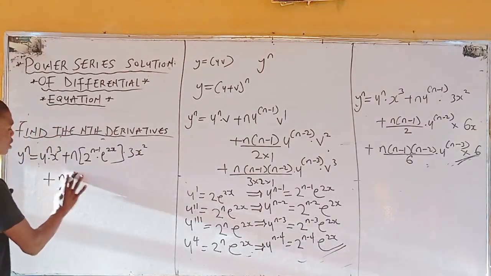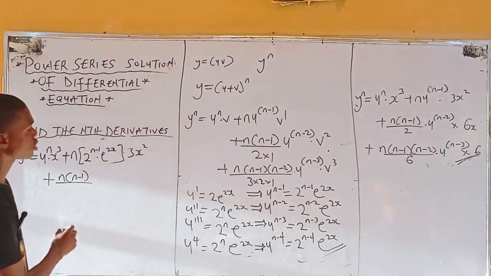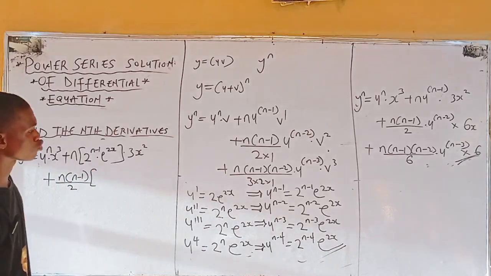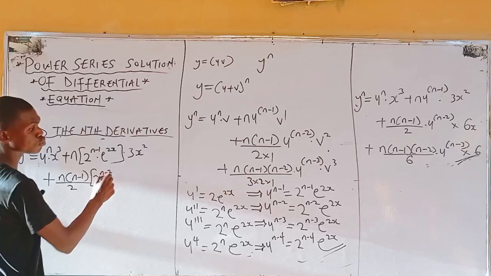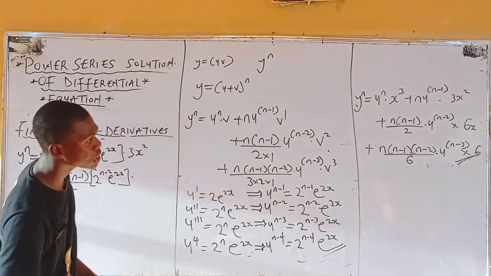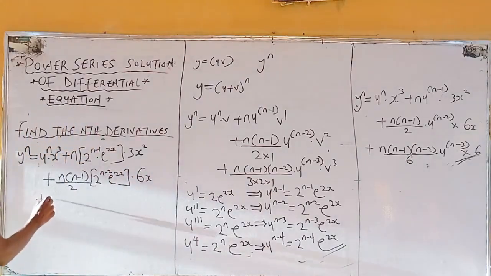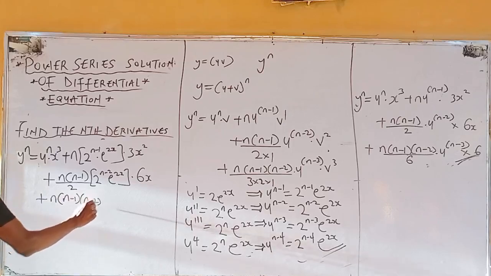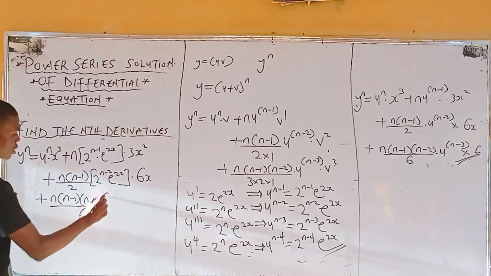n all into brackets n minus 1, all divided by what? 2, multiplying, what was u raised to the power of n minus 2? I have 2 raised to the power of n minus 2 multiplying exponential 2x multiplying 6x, right? Plus the next one, n all into brackets n minus 1 multiplying n minus 2 all divided by 6.